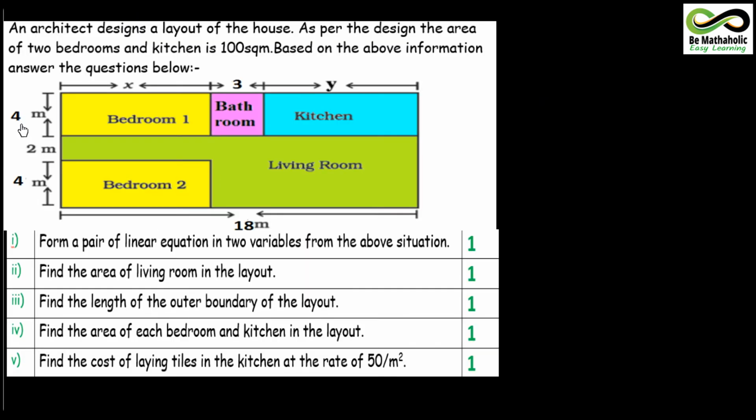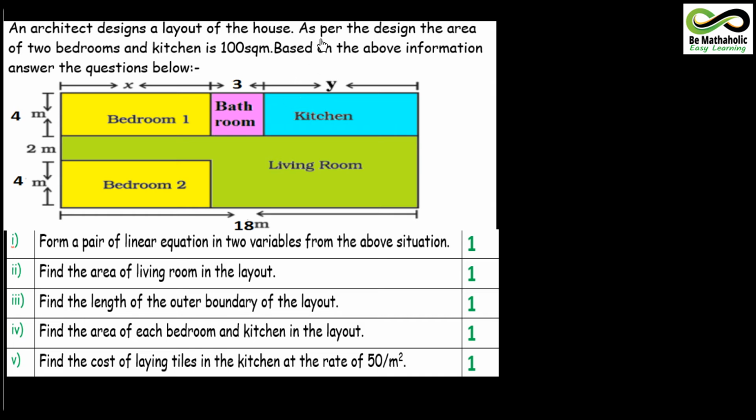The next question related to this is, an architect designs a layout of the house. As per the design, the area of 2 bedrooms and kitchen is 100. Based on the above information, answer the questions below. Now you have to observe the given diagram very carefully. What you can see here is a rectangle shaped figure. There are 2 bedrooms, each of rectangular size. This is a bathroom, this is a kitchen.